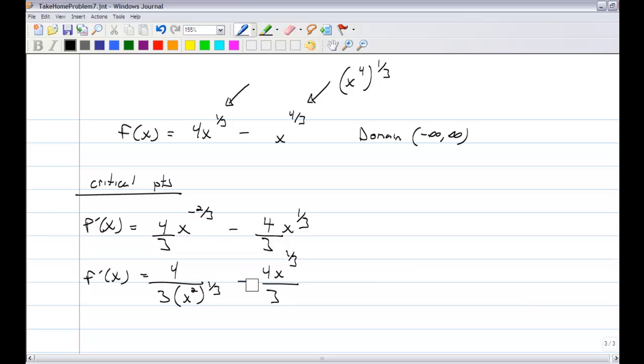So I'm just looking at the domain of f prime, where it's defined, and as it sits right now, I notice that if x were to be 0, you'd get a divide by 0 error. So that means f prime of x is undefined when x equals 0.